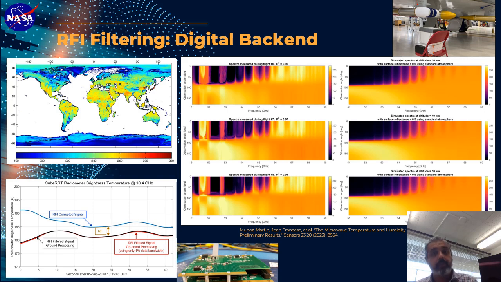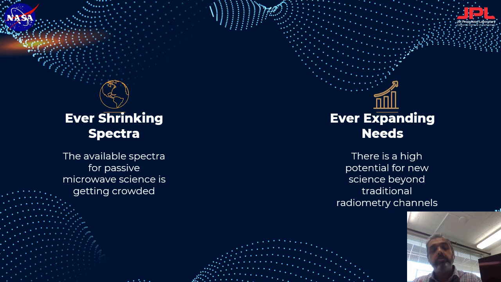So again, I was talking about the 50 gigahertz oxygen complex. The plot on the right is the 50 gigahertz oxygen complex. Each of those lines is one of the oxygen lines that now we can measure because we've implemented these as a sort of side consequence to having these RFI filtering backends. All right, so I talked about the ever shrinking spectra. Now, for the last 7 or so slides, I'm going to talk about the expanding needs.